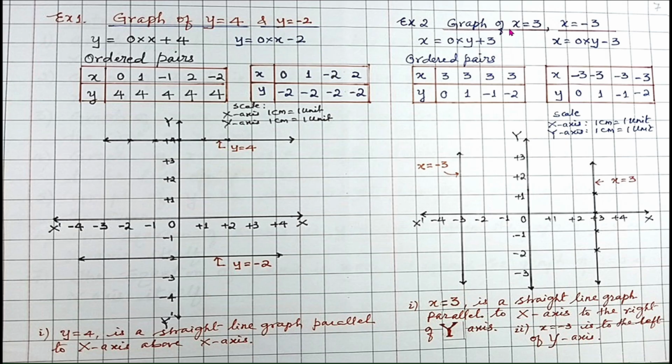Similarly, let us draw the graph of x is equal to 3 and x is equal to minus 3. Let us write this in standard form first. x is equal to 0 into y plus 3.